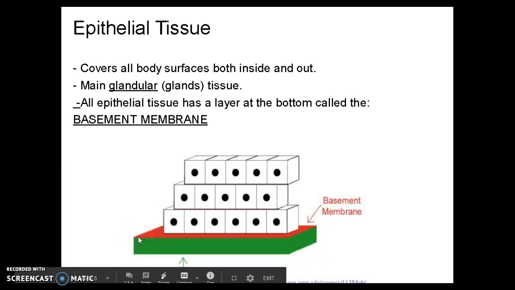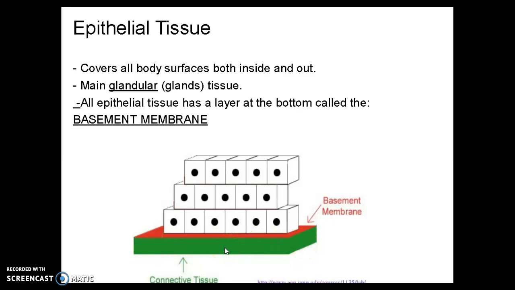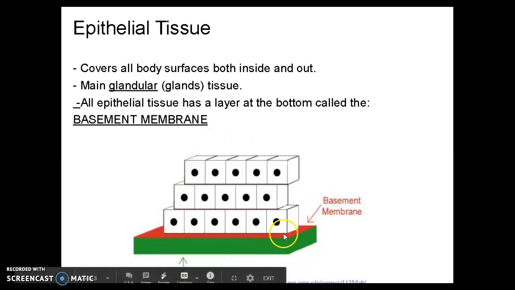What that basement membrane does is lets this tissue stick to another tissue below it. So in this case, we have connective tissue. So if we were building an organ with these different tissue types, we'd have epithelial on the outer surface, then a basement membrane, and then some sort of connective tissue that could be connecting this epithelial tissue to some muscles or maybe some bones or something, just attaching this tissue to other tissues. That's why that basement membrane is there.